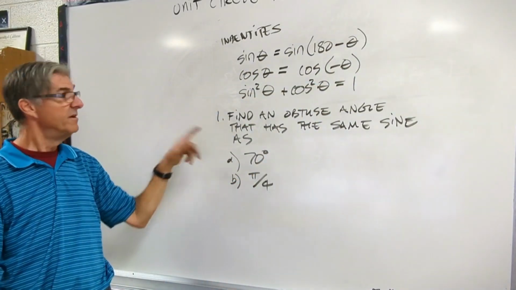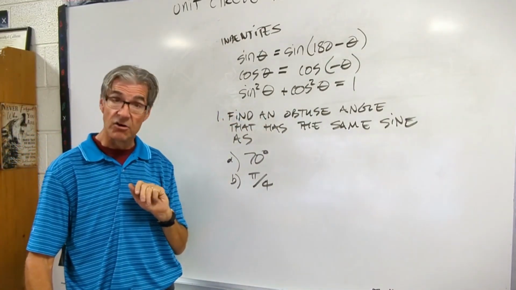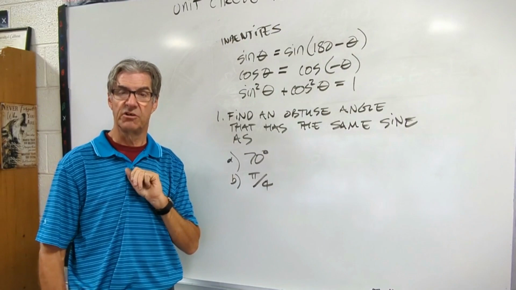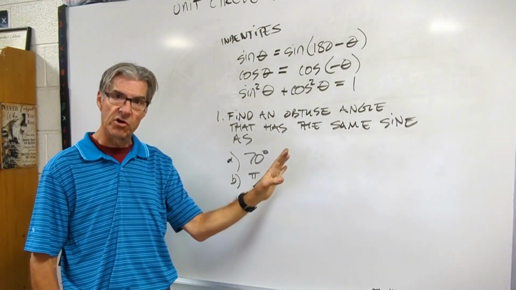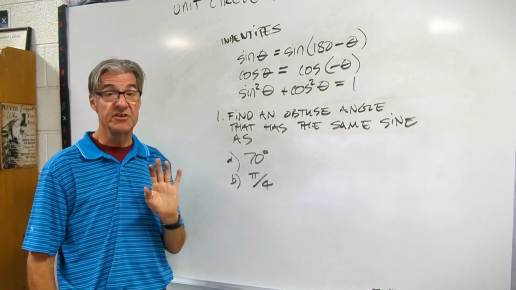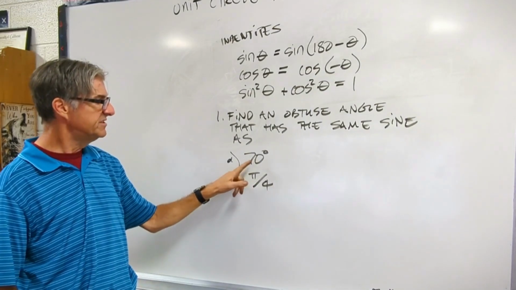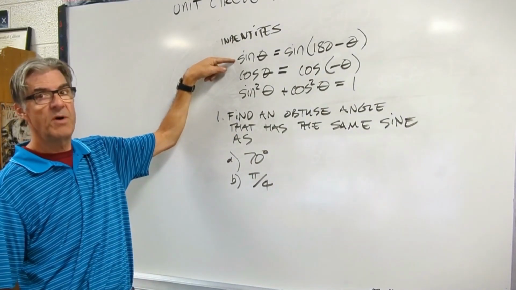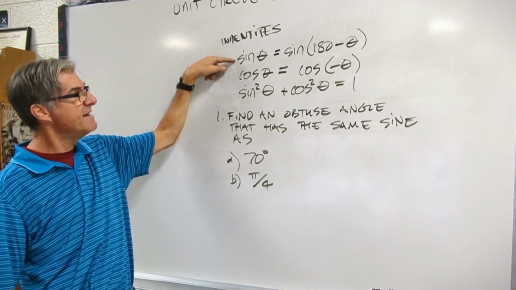Okay, so here's one. Find an obtuse angle that has the same sine as 70 degrees. Now I'm not drawing a unit circle, but we are bouncing around on the unit circle here. So the same sine as 70 degrees. So that leads us right to this one. Pause the video and do that math.